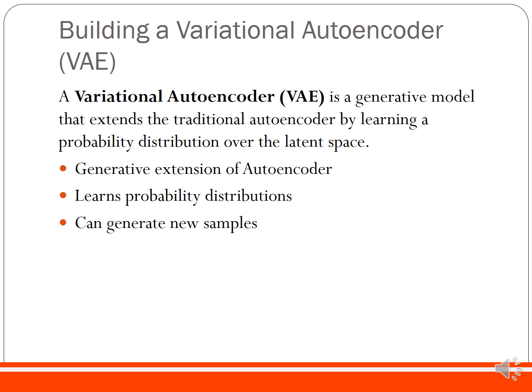A variational autoencoder is an advanced version of an autoencoder. Instead of learning a fixed compressed representation, it learns a probability distribution of the latent features. This provides three important advantages. It is a generative extension of an autoencoder. It learns probability distributions instead of fixed values. It can generate new data samples similar to the training data. Because of these properties, VAEs are widely used for image generation, face synthesis, anomaly detection, and medical imaging.